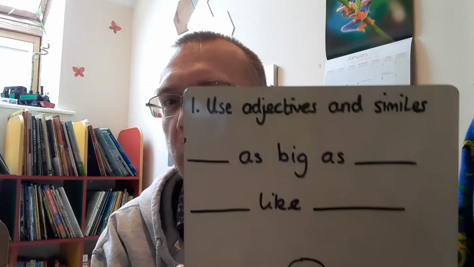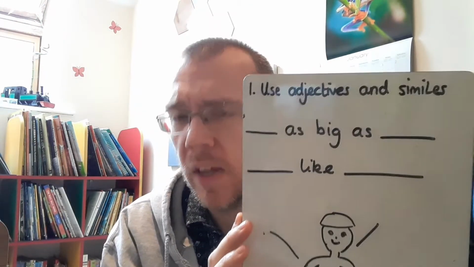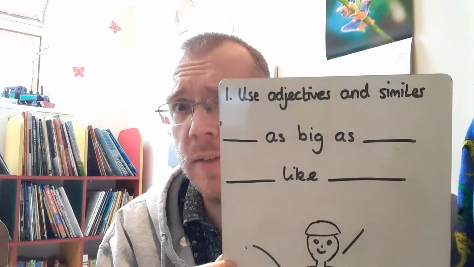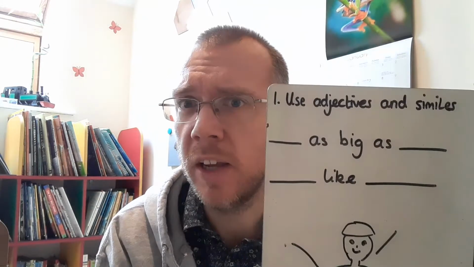You're trying to help the reader understand just how big the giant is. He had teeth as large as cupboard doors. There we are. You are trying to help someone understand just how big he is by using the word as, and we could say as big as, large as, tall as, wide as, long as. These are all describing what the giant is like using a simile.